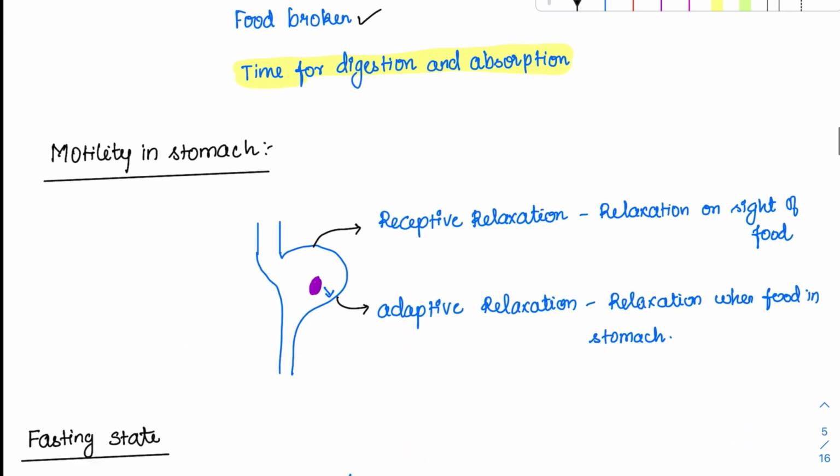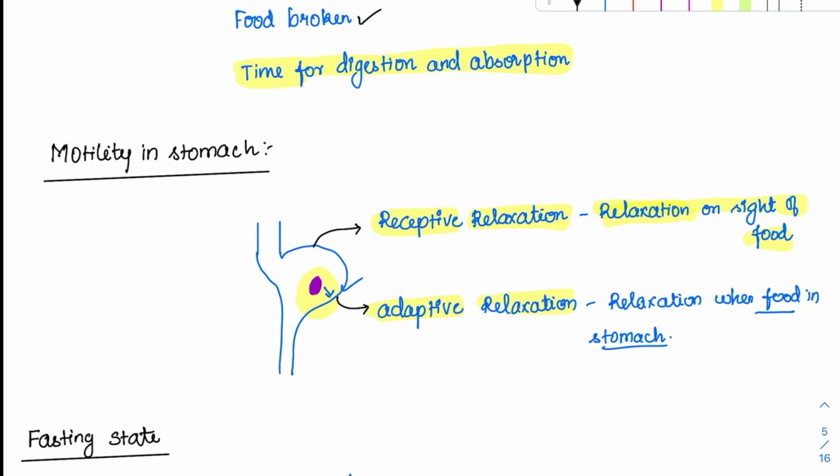Then there is some special type of motility in the stomach. Whenever food is there in the mouth itself, the stomach starts to dilate. It is a kind of feed forward mechanism we saw. So this is called receptive relaxation. Receptive relaxation is relaxation on the sight of food. Just by seeing the food or just by keeping the food in the mouth, the stomach is going to dilate. And there is something called adaptive relaxation. What is this adaptive relaxation? Whenever the food reaches the stomach and it is dilating, then that becomes adaptive relaxation.